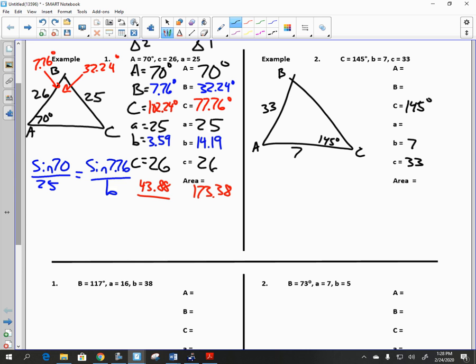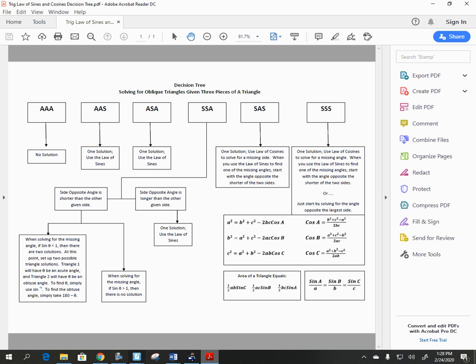Again, what kind of triangle is this? It's obtuse because it has an angle greater than 90, and it's a side-side-angle. So I go to my decision tree, side-side-angle. It asks me, is the side opposite the angle longer or shorter than the other given side? It says that the side opposite the angle is longer. If it's longer, how many solutions do I have? I just have one.